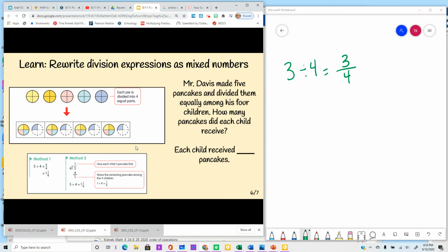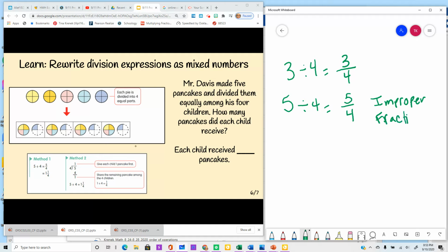Let's look at Mr. Davis. He made 5 pancakes, and he's sharing them with his 4 children. So in this situation, we have a larger number, 5 divided by 4 equals 5/4. This is called an improper fraction because the numerator is larger than the denominator. And what we can do is we can break that number down.